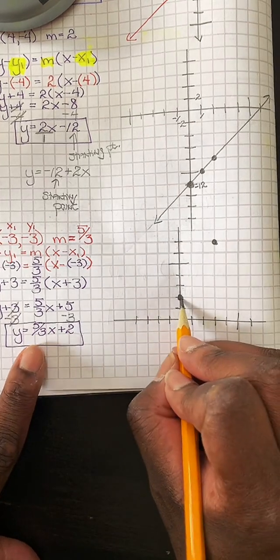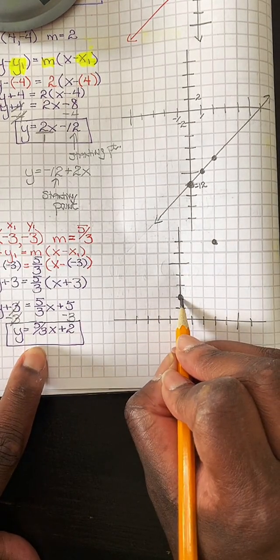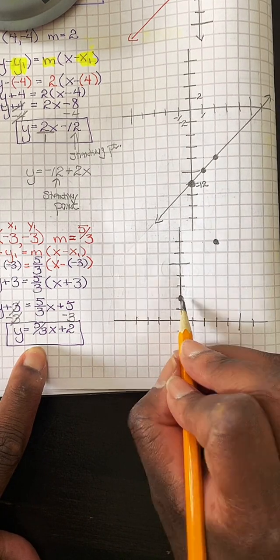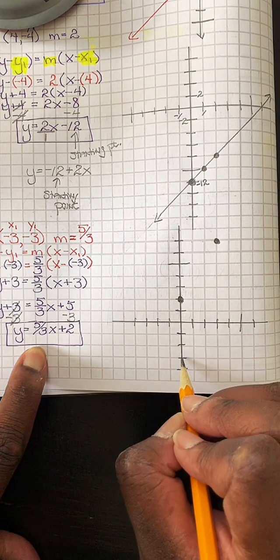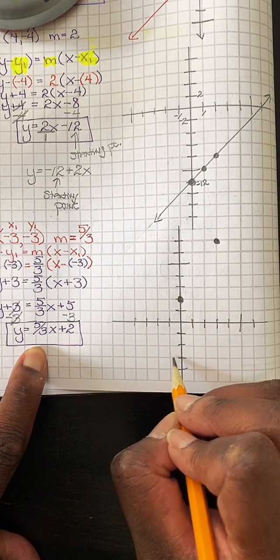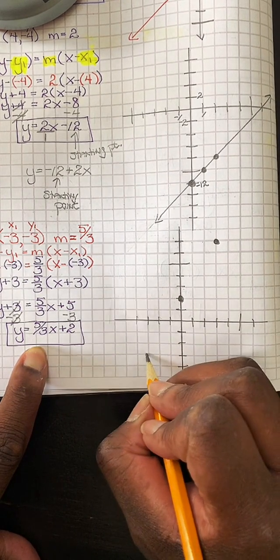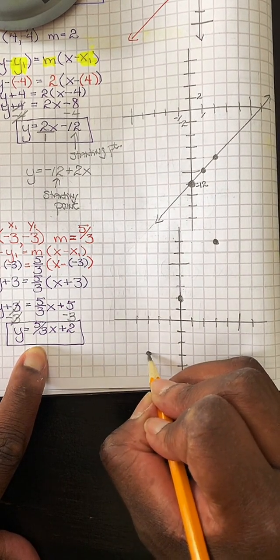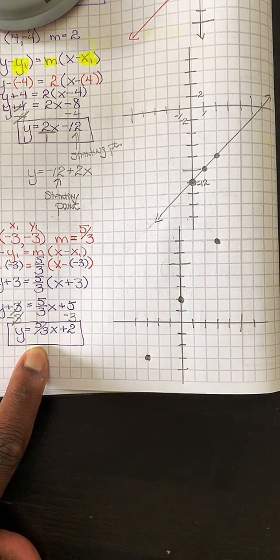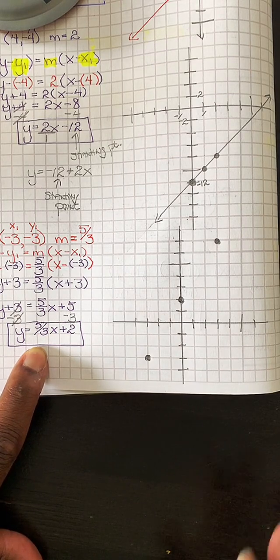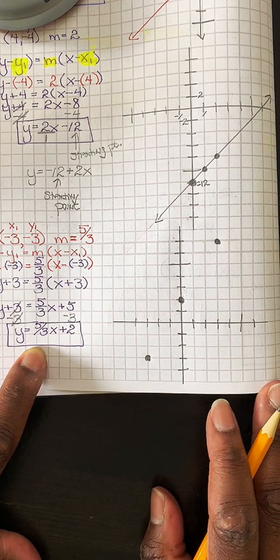Now, would I be wrong, just playing little devil's advocate here, if I went down 5, 1, 2, 3, 4, 5, but over to the left 3, 1, 2, 3? Would this point be wrong? Okay. No, it wouldn't be wrong.